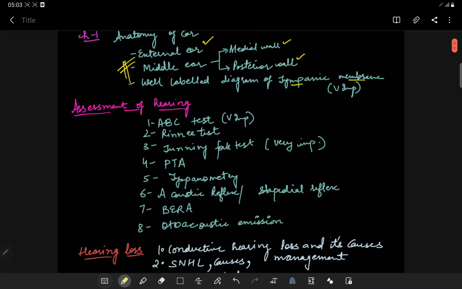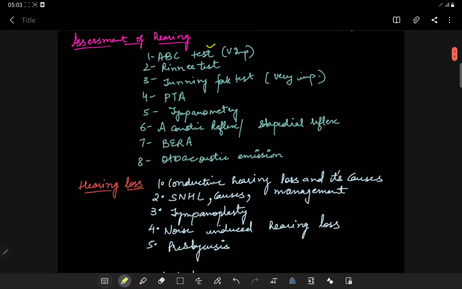Next we have the assessment of hearing. In that, ABC test is very important. We have the Rinne's test, then we have the Weber test. They can ask us. We have the PTA, pure tone audiometry. We have the tympanometry, and acoustic reflex is important. We have BERA, and we have the otoacoustic emissions, OAE, which is used to measure the activity of the outer hair cells. You must know about that.